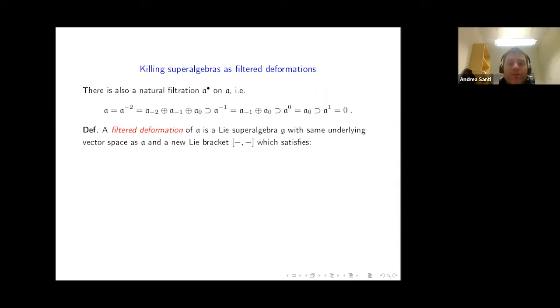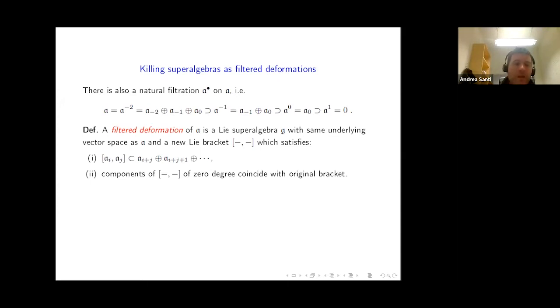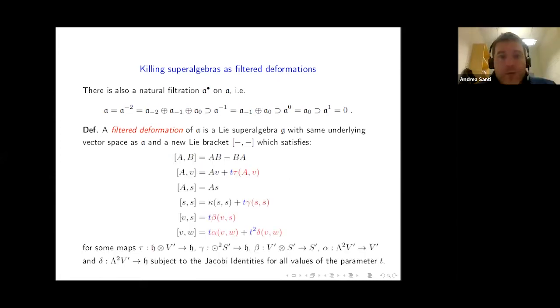So for me, a filtered deformation of A is a Lie superalgebra structure defined on the same vector space, which satisfies the following properties. It's compatible with the filtration. So if you do in graded terms the bracket of A_i and A_j, it not only lands in A_{i+j}, but also in A_{i+j+1}, A_{i+j+2}, and so on. But you want the projection to A_{i+j}, so the component of the bracket of zero degree, to coincide with the bracket of the Poincaré superalgebra in our case. So the original bracket you start with.